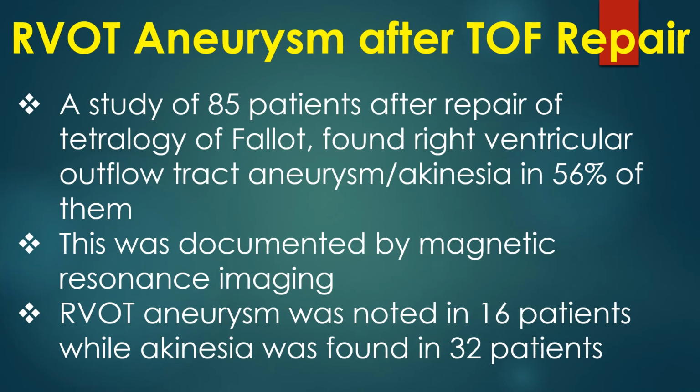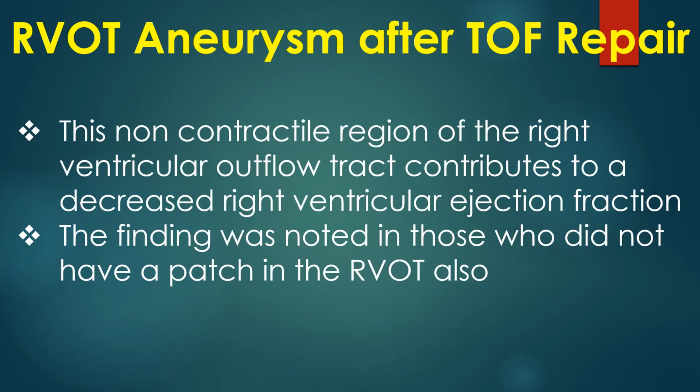A study of 85 patients after repair of tetralogy of Fallot found right ventricular outflow tract aneurysm or akinesia in 56% of them. This was documented by magnetic resonance imaging. RVOT aneurysm was noted in 16 patients while akinesia was found in 32 patients. This non-contractile region of the right ventricular outflow tract contributes to a decreased right ventricular ejection fraction.